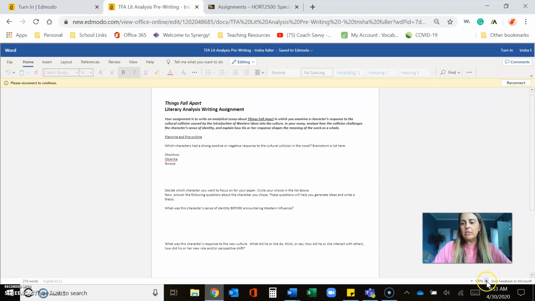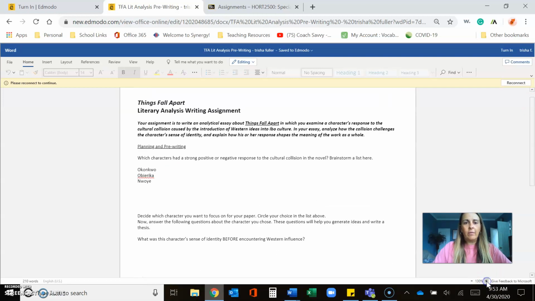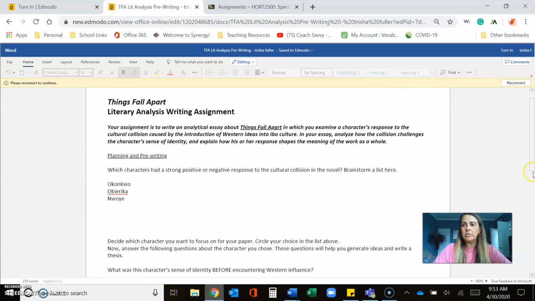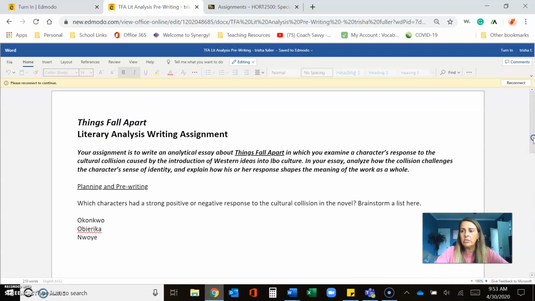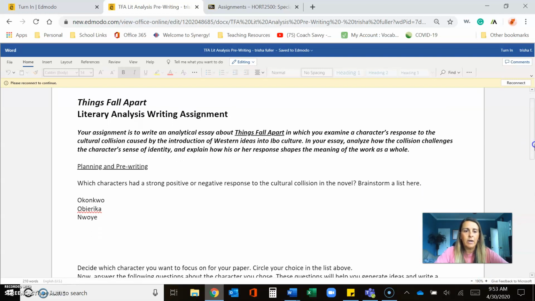But that's okay. There are lots of other ways to get around that. You can always just download it to your computer. I want to zoom in a little bit and take a look at the assignment and talk about how helpful this might be in writing your paper.